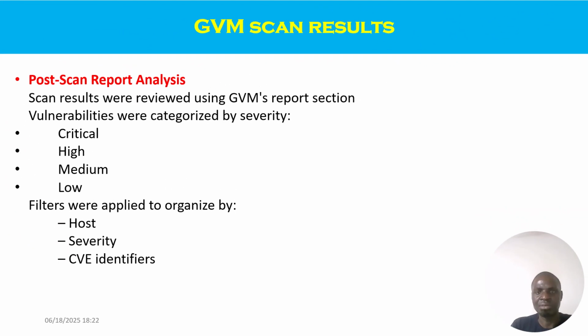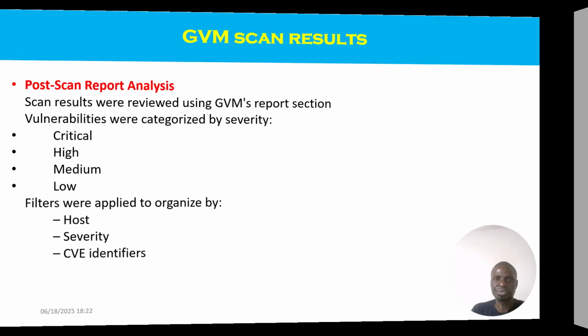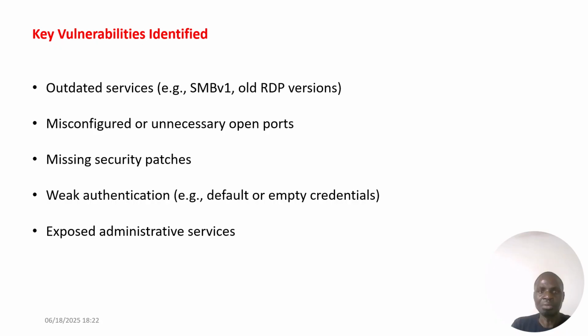Having performed the GVM scan, we realize that the results may be viewed in the report, with the vulnerabilities being critical, high, medium, or low. And we can apply filters to organize them by host, severity, and CVE identifiers. The key vulnerabilities that were seen were outdated services, misconfigured or open ports, missing security patches, weak authentication, exposed administrative services, among others.